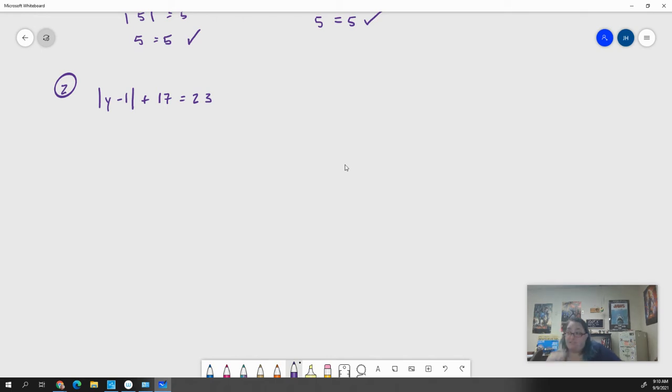So we're going to do the opposite of plus 17, and we're going to subtract 17. We're going to do it from both sides of the equation to maintain the equality, because it is the law of algebra, right? You can't do something to one side of an equal sign and not do it to the other side of an equal sign, or it's no longer equal. So if I do this, I'm left with the absolute value of y minus 1, and these cancel out, equals 23 minus 17, which is just 6. So now we're isolated.